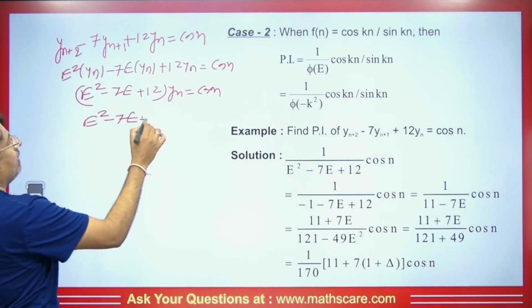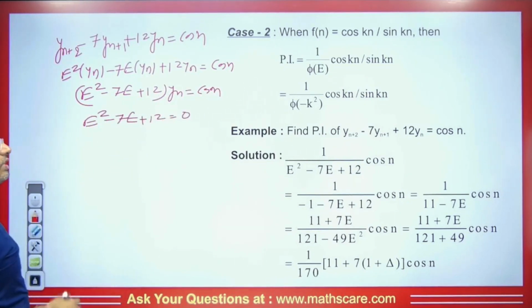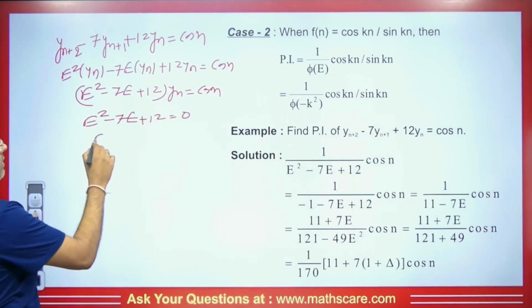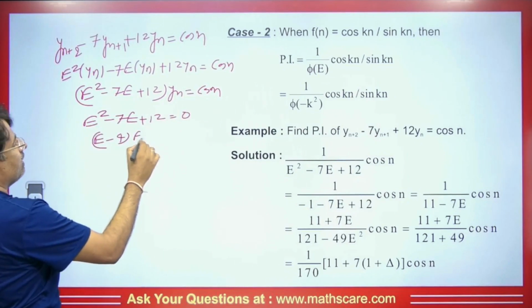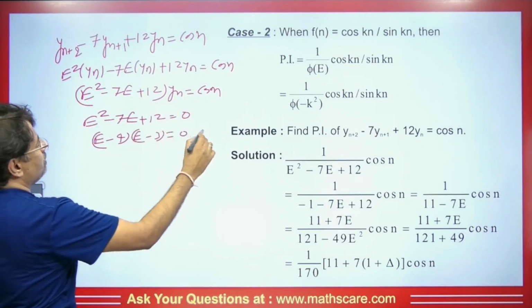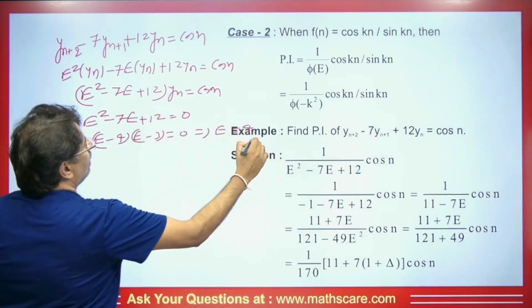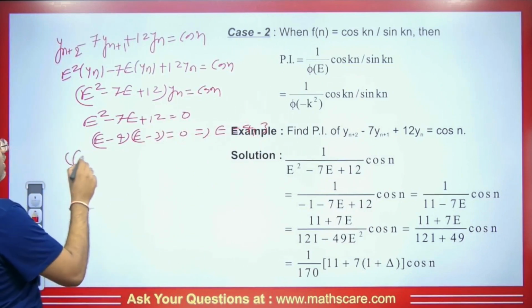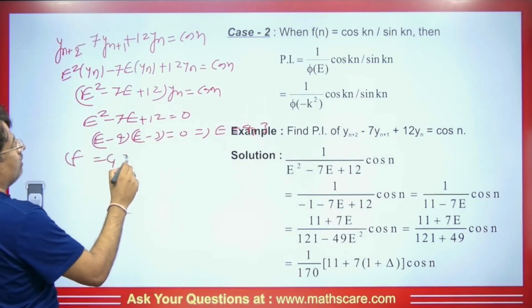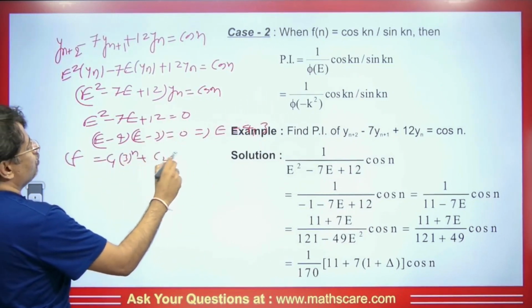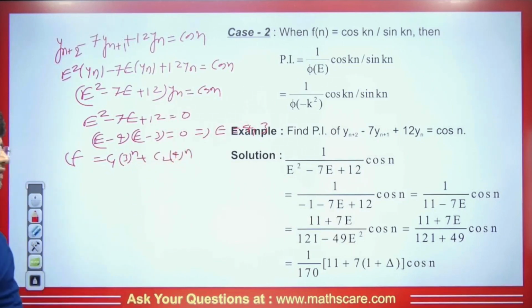To find CF, what will we do? E square minus 7E plus 12 is equal to 0. So look here, it will be E minus 4 into E minus 3. These are its factors, okay? If we solve them, then the values of E will be 4 and 3. So the CF will be C1 3 to the power n plus C2 4 to the power n. This will be the value of CF.